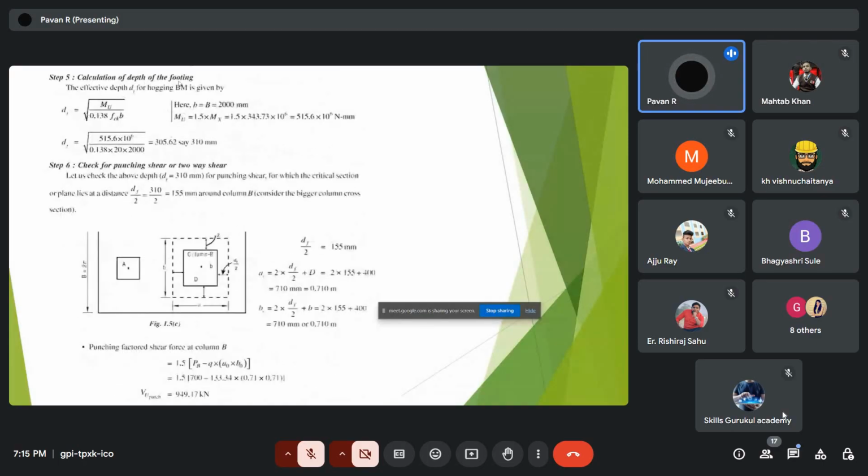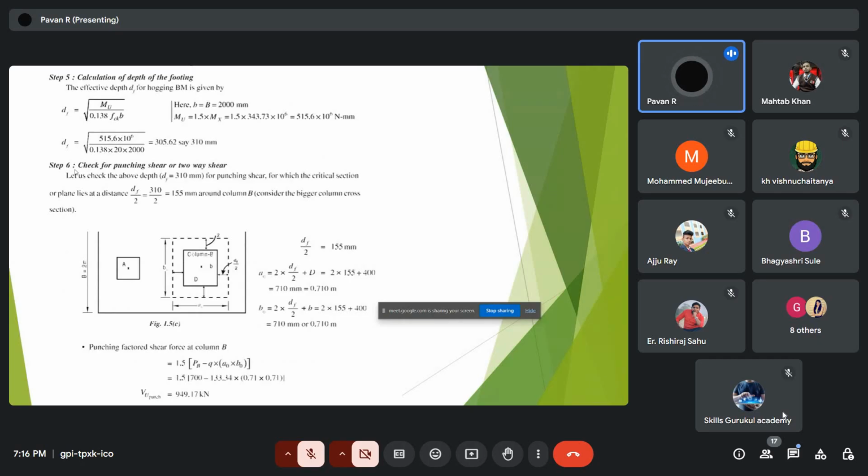calculation for the depth of the footing, that is the effective depth we should find out using this formula, that is df is equal to root of Mu divided by 0.138 fck into b. So Mu we should calculate by 1.5 times the maximum that we have got. That depth comes out to be around 305.62, say around 310 millimeter. That is the effective depth that we require for a footing.